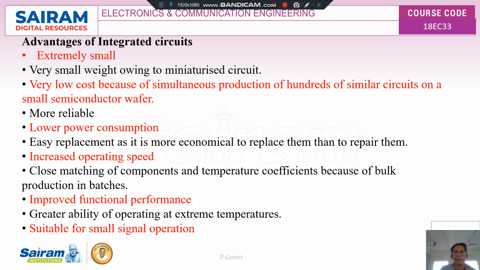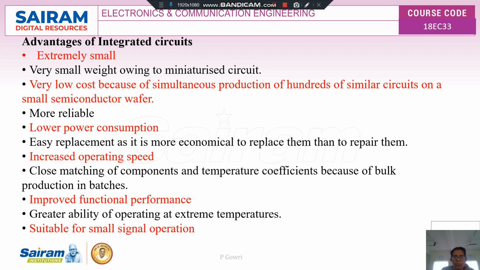Coming to the advantages of the integrated circuit, the main point is that it is extremely small. A single chip, an IC of some 2 to 3 centimeters, can have millions of transistors. We know about our various high speed processors and GPUs, which have enormous power. But the extremely small size has its own advantages.